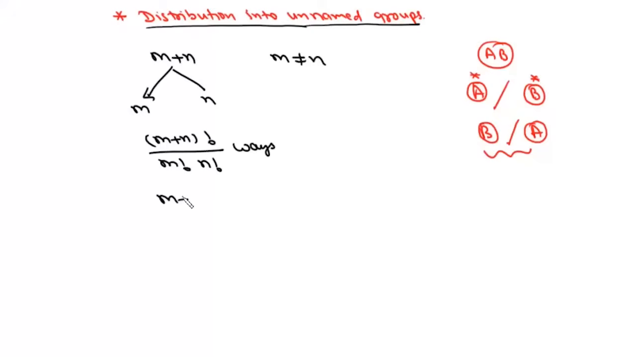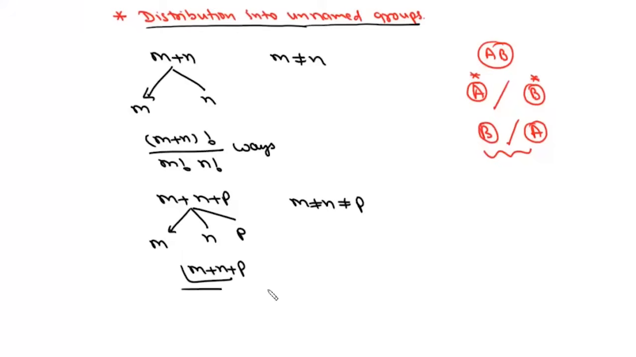Now suppose we have m plus n plus p objects and we have to divide them in three groups of m, n and p, where m is unequal to n and it is unequal to p. Then we can distribute them as factorial m plus n plus p upon factorial m factorial n factorial p.